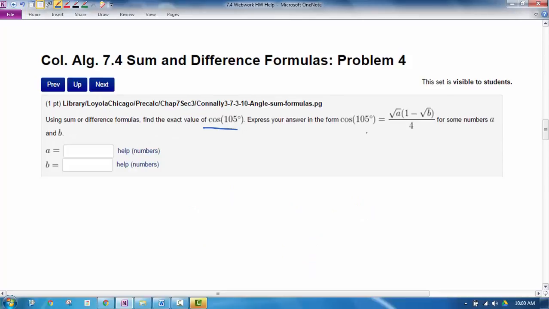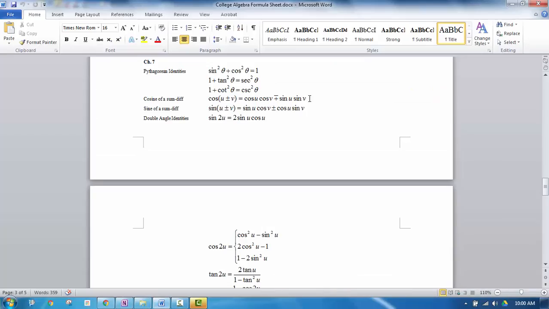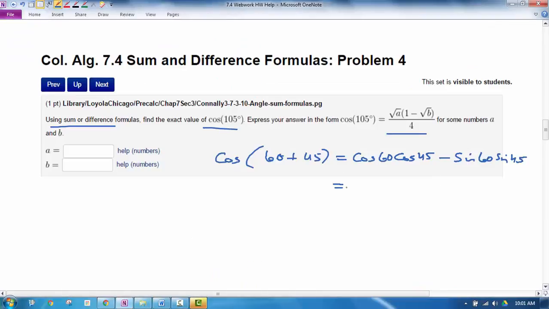The next problem wants me to find the exact value of the cosine of 105 and put it in this form using sum or difference formulas. So I'm going to make this the cosine of 60 plus 45, and then I'll rewrite this with the cosine for a sum, which is right here. So I get this. Now I can simplify. Cosine of 60 is 1/2. Cosine of 45 is square root of 2 over 2. Square root of 3 over 2. And sine of 45 square root of 2 over 2.